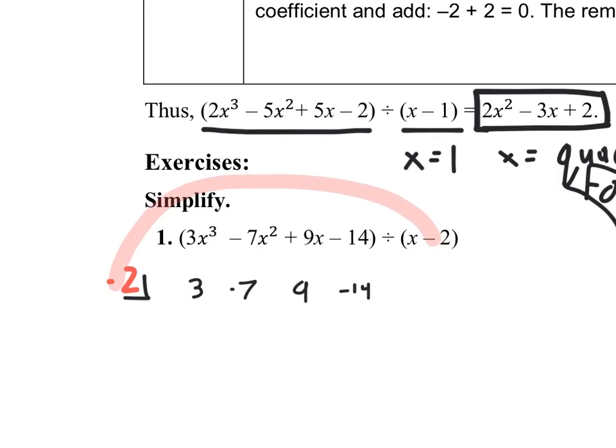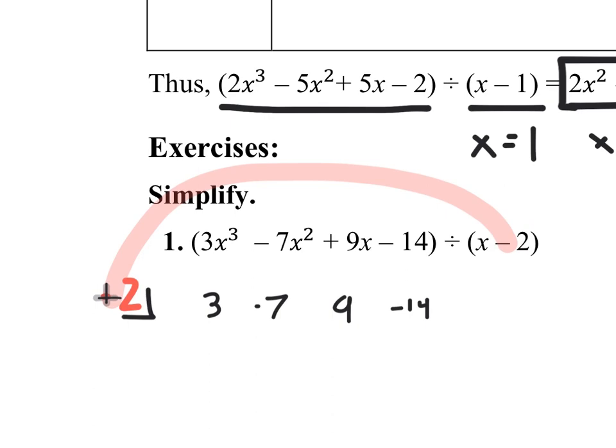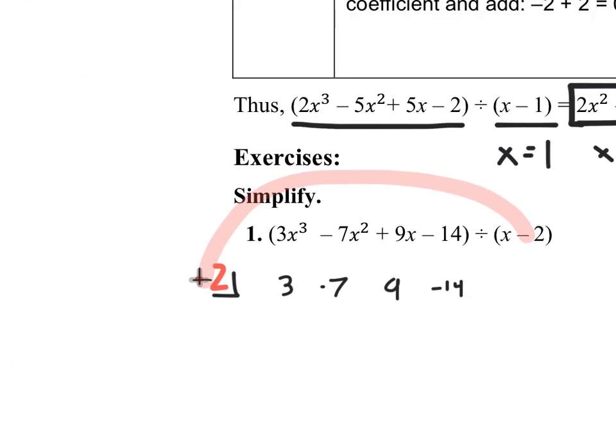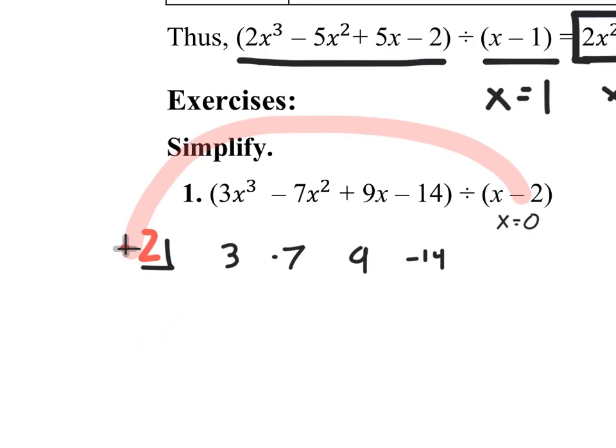So not a -2, that's my mistake. +2. You want the solution to your piece. It's very tempting to put -2 because you stare right at it, but it's actually a +2 because that would be the x-intercept, if that was a factor.